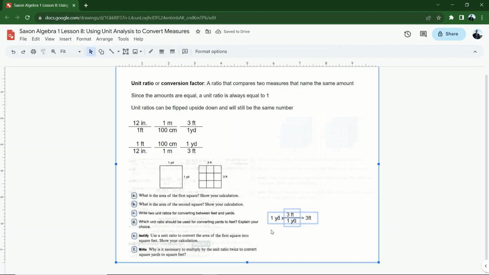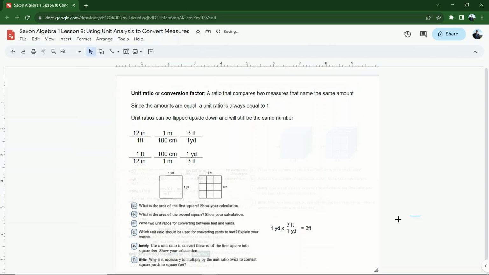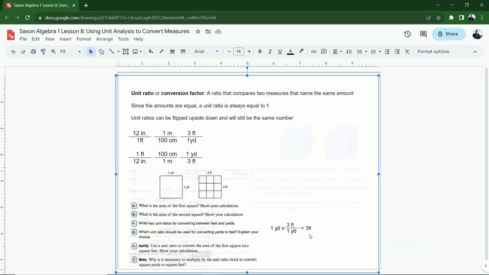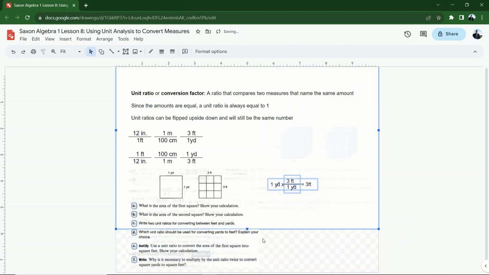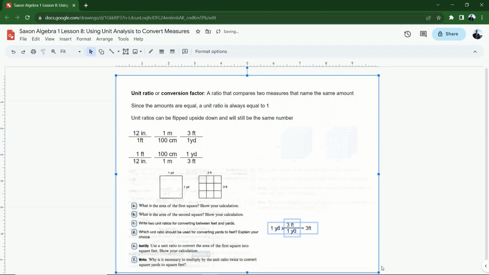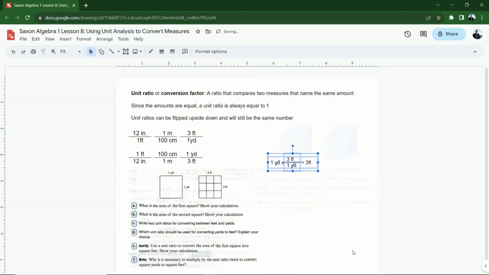Now that's how I do a unit conversion when I don't have any square units. I just choose the conversion factor that's going to get me the number I'm looking for. And then I can go ahead and use that to solve. Okay, I'm struggling here to get this out of the way. There we go. All right, next.